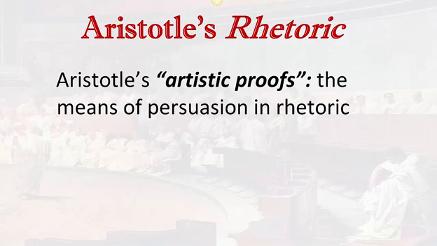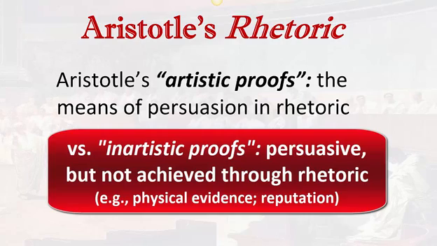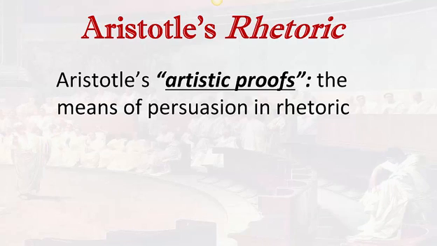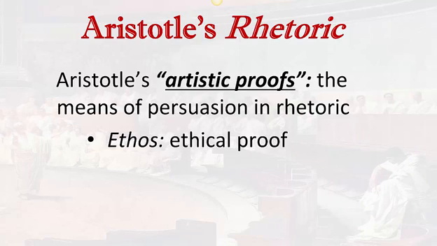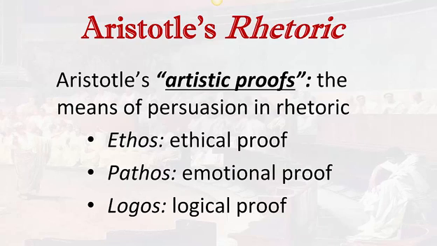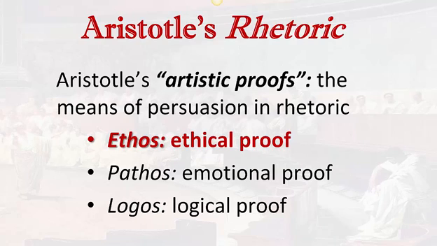means of persuasion that are constructed in messages by rhetoric, as opposed to, for instance, things like physical evidence or the pre-existing reputation or official title of a speaker. Those he would deem as inartistic proofs, things that aren't part of the art and craft of a persuasive message. For Aristotle, the three major categories of persuasive appeal were as follows: ethos, or ethical proof; pathos, emotional proof; and logos, or logical proof. In this video, we're going to focus on ethos.